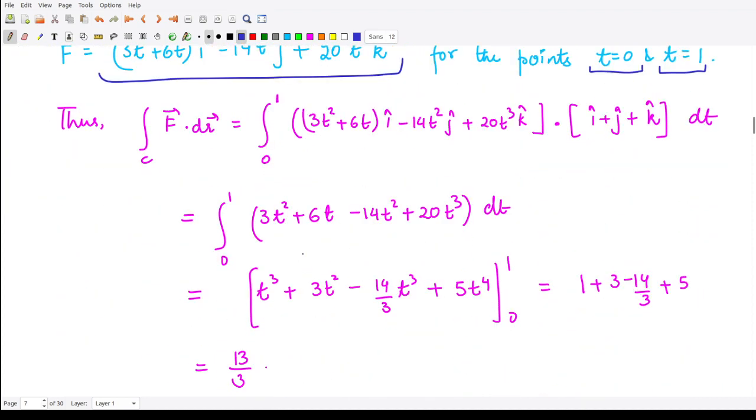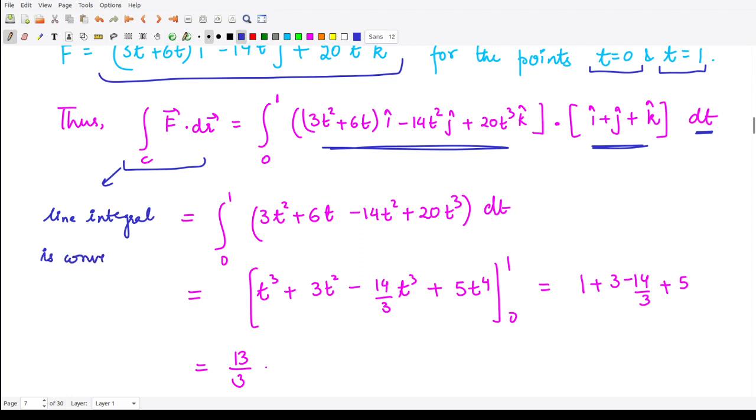And what does this become? You take the dot product of these two vectors that you have calculated, and you perform the integration with respect to t, right? So you have converted your line integral to a single integral, as we do for real variables, in one variable. So this becomes equal to this integration.